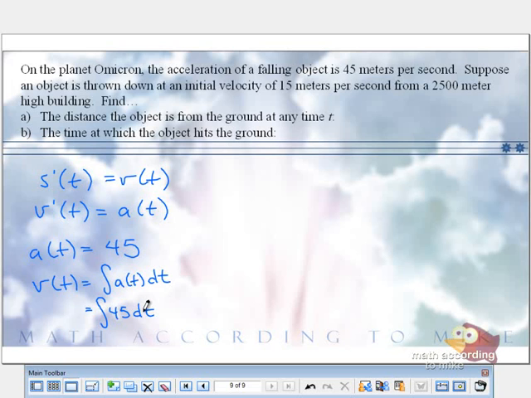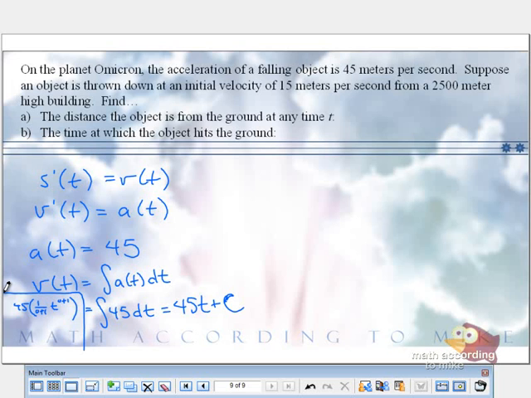So since everyone has the power rule mastered by now, what is the antiderivative of 45 with respect to t? 45t plus c. Don't forget your plus c. So remember that's really 1 over 0 plus 1, t to the 0 plus 1. Is that okay? Remember that? We talked about that on Monday.